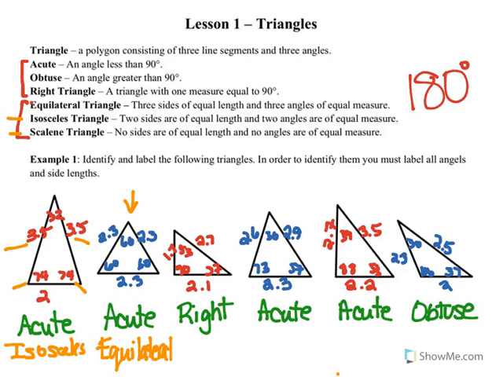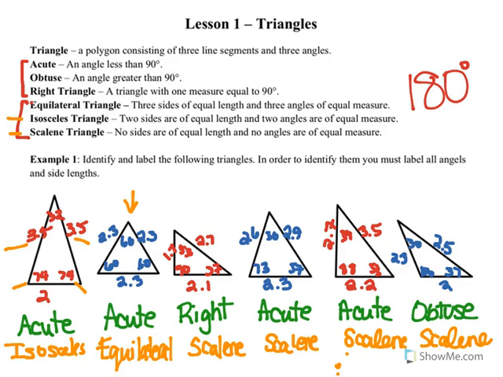Our next one has all different sides and all different angles, so it is scalene. Our next one also has all different sides and all different angles, so it is scalene, as well as the remaining two. Scalene is going to be pretty common. So if there's nothing that's the same, it's going to be scalene. It means it's all different.